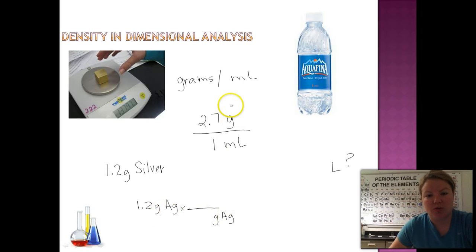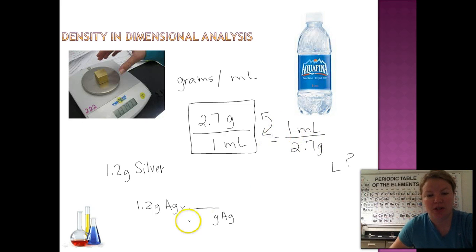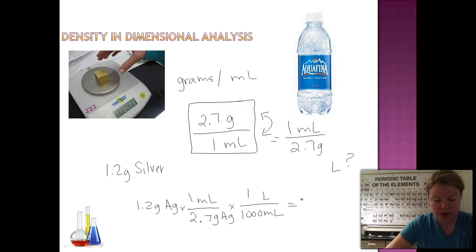Okay. Now we can use density here to cancel grams. So this thing would have to be flipped, which is still equal. This is the same thing as 1 milliliter over 2.7 grams. They're both equal to each other. So we just flip it over. We put 1 milliliter on top, and then put milliliter on bottom, liter on top. We know that liter is bigger, and that there's 1,000 milliliters in 1 liter. So then we just take 1.2 divided by 2.7 times 1,000.